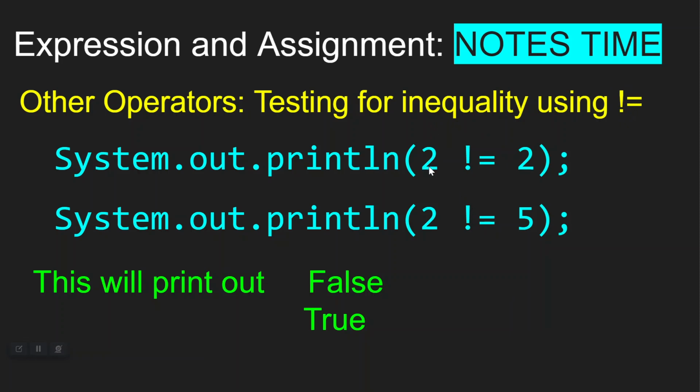So right here I'm basically asking, is 2 not equal to 2? Obviously that's false, so it would print false. Down here I'm asking, is 2 not equal to 5? Which of course is true. 2 is not equal to 5. So that would print true in that case.